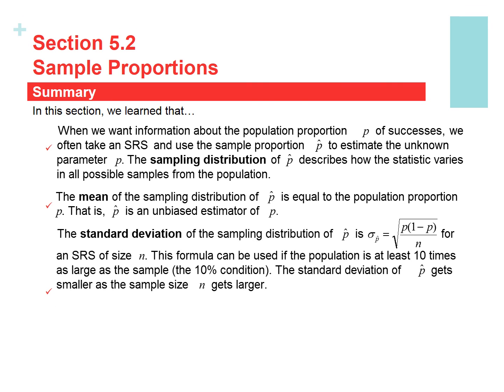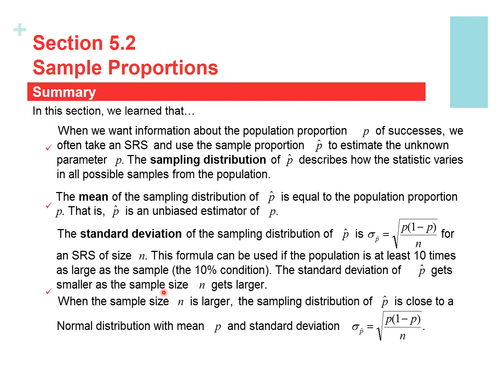The standard deviation of the sampling distribution of p hat is the square root of your successes times your failures divided by your sample size, making sure that you write standard deviation of p hat. The formula can be used only if the population is at least 10 times the sample size. That's your independent condition. The standard deviation of p hat gets smaller as the sample size gets larger. Not as you take more samples of p hat, but as the sample size within the p hat gets larger.